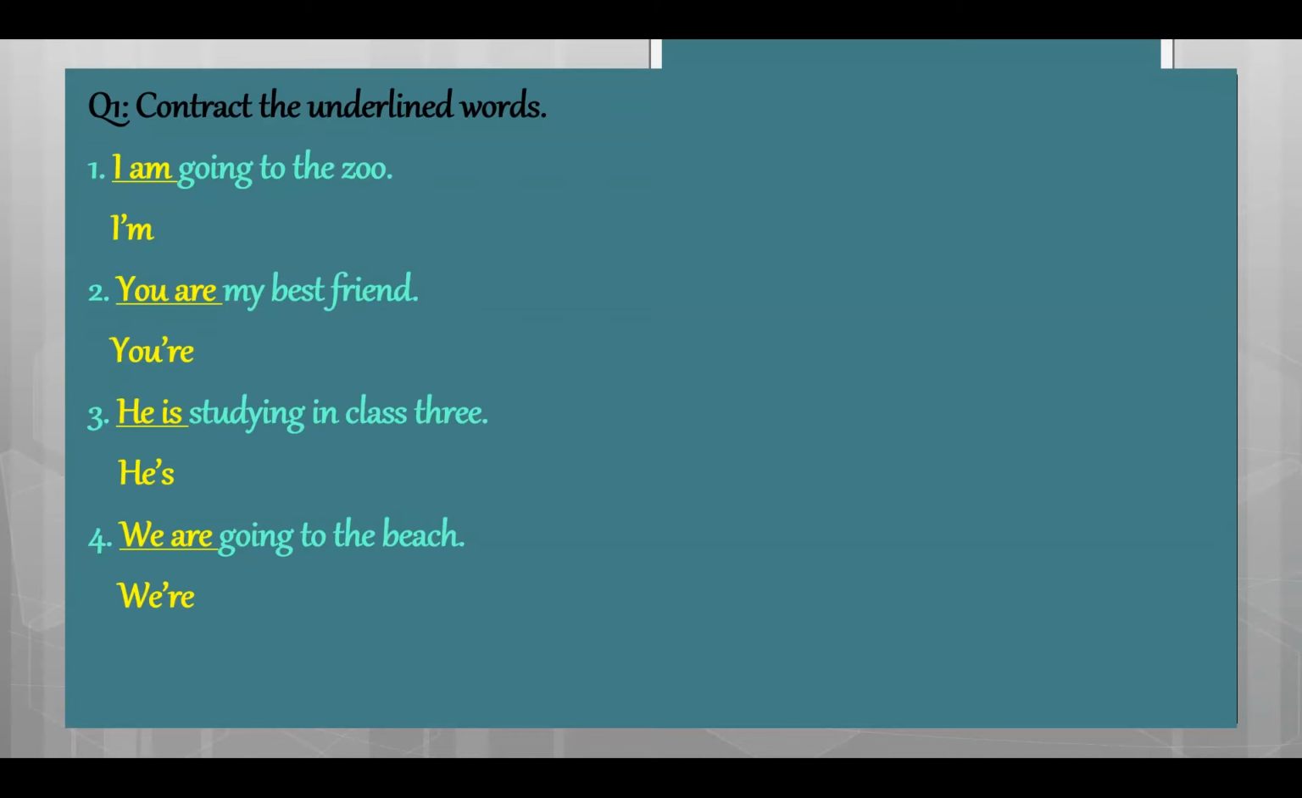Number 2, you are my best friend. You are becomes you're. How would you say it when you make these words smaller? You're my best friend. Number 3, he is studying in class 3. He is becomes he's. He's studying in class 3. Number 4, we are going to the beach. A is removed. We are becomes we're. We're going to the beach.